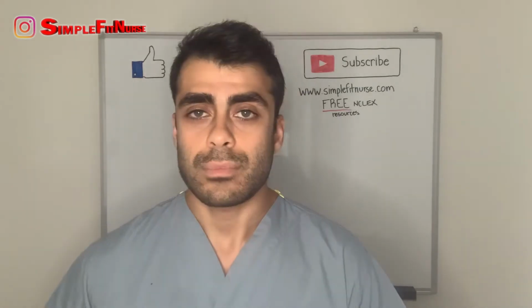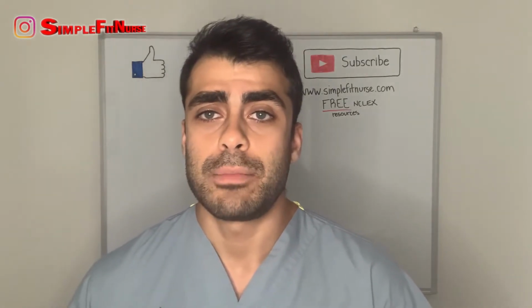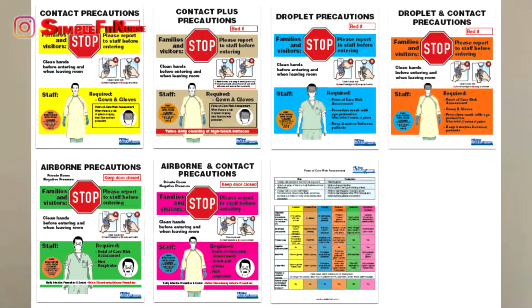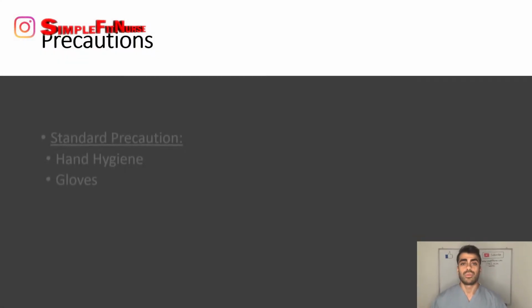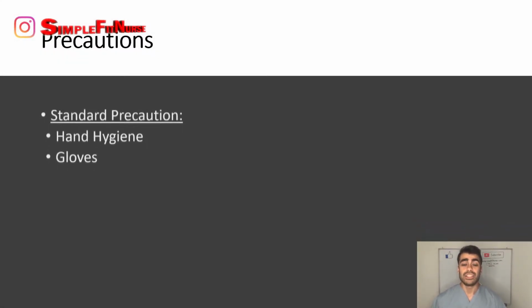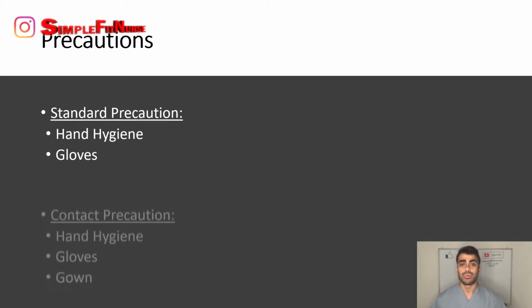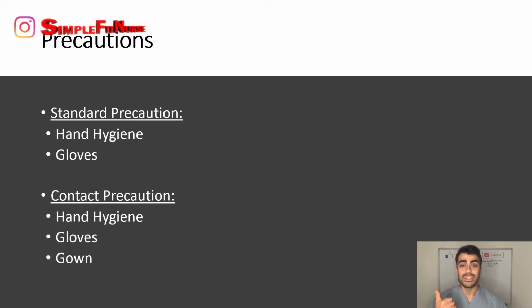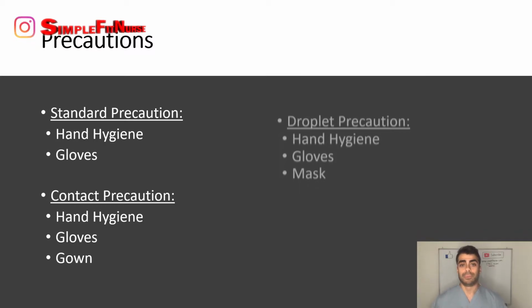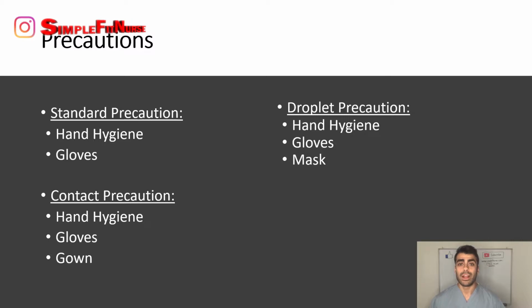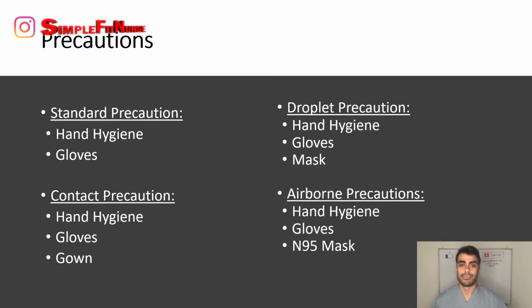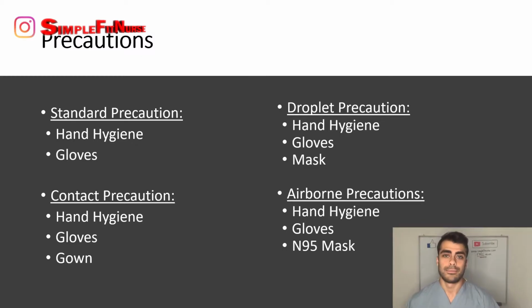methods of protection. The 4 types of personal protective equipment precaution types are: number 1, standard precaution; number 2, contact; number 3, droplet; and number 4, airborne. Standard precaution requires you to perform and wear hand hygiene and gloves. Contact precaution requires you to perform and wear hand hygiene, gloves, and a gown. Droplet precaution requires you to perform and wear hand hygiene, gloves, and a mask. Airborne precautions require you to perform and wear hand hygiene, gloves, and an N95 mask.